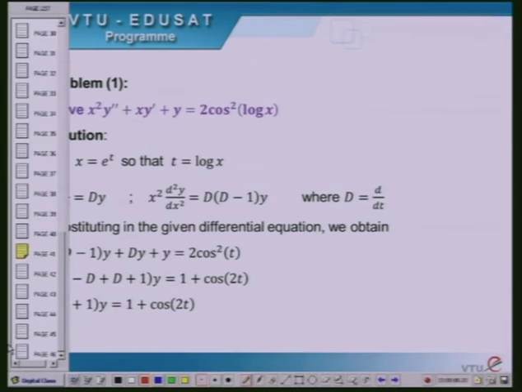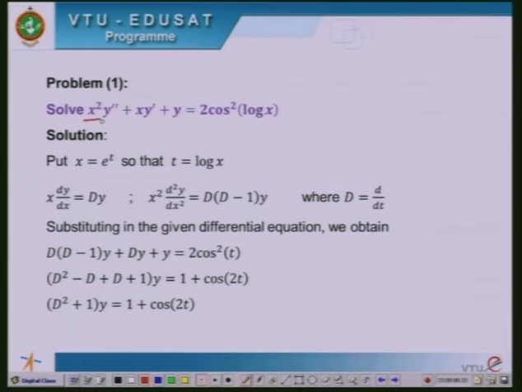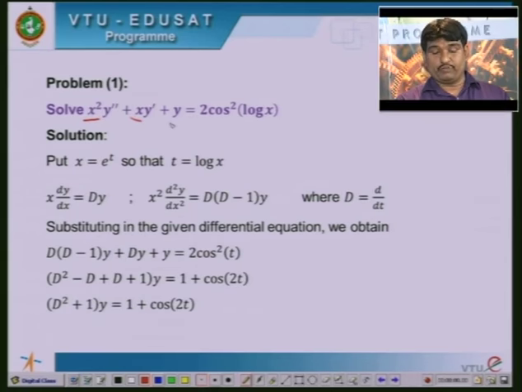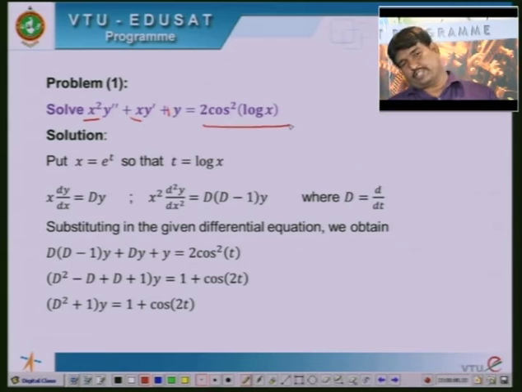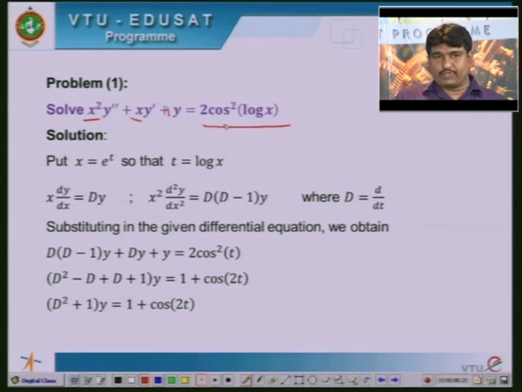You can see here, the coefficient of y double dash is x square, the coefficient of y dash is x, the coefficient of y is constant, that is important, equals 2 cos square log x. So, it satisfies all conditions of Cauchy's differential equation. Yes, it is in the standard form. It is Cauchy's differential equation.